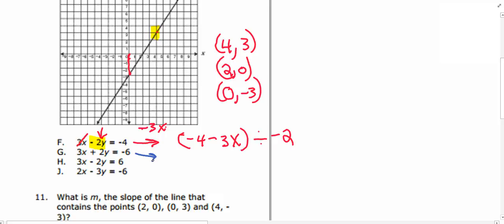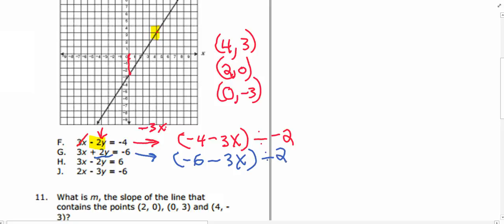We'll do this one in blue. Start with the parentheses. The first number is a -6. We still have our -3x. Close our parentheses, and this time we're dividing not by -2 but by +2.